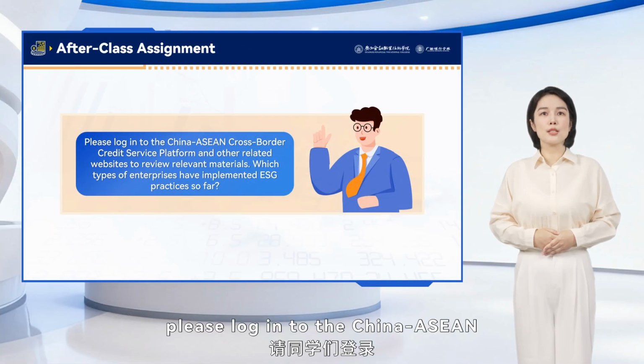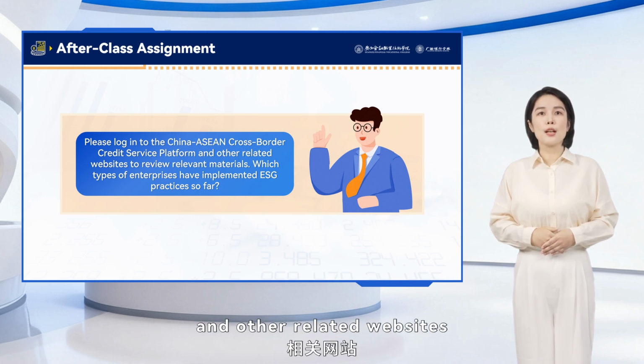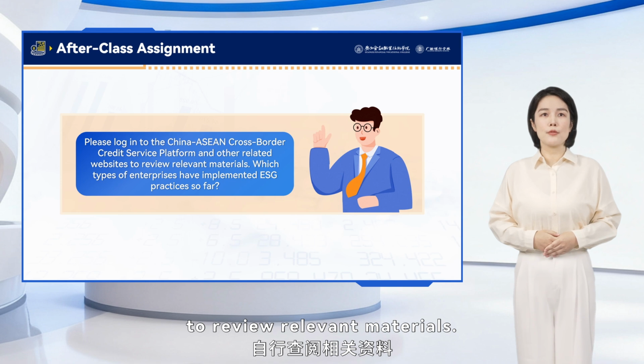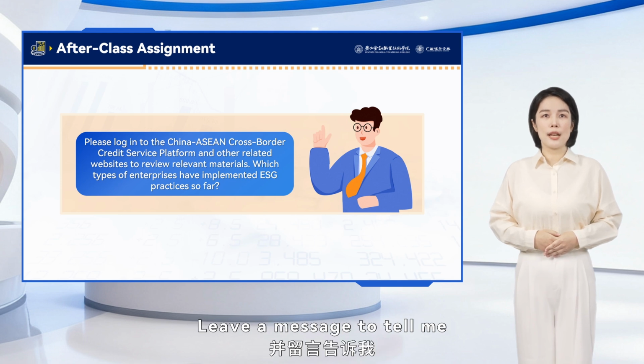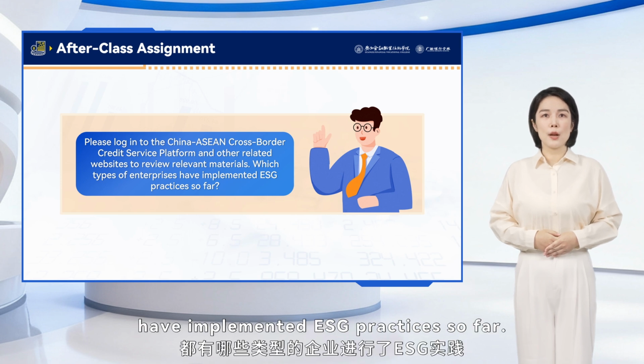After class, please log in to the China-ASEAN Cross-Border Credit Service platform and other related websites to review relevant materials. Leave a message to tell me which types of enterprises have implemented ESG practices so far.